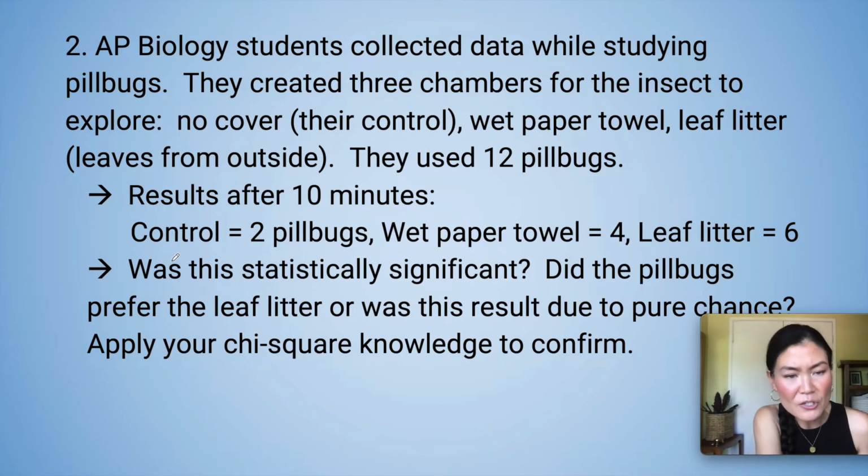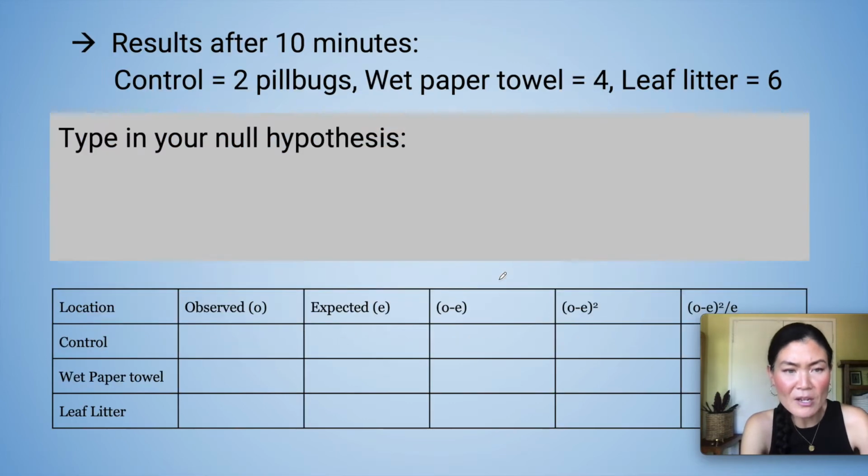Okay, so yeah, in the chambers, you end up with 2, 4, 6. So it looks like there's more pill bugs in the leaf litter chamber. Does that mean that they prefer leaf litter over control or a wet paper towel? Okay, so with animal behavior, when you apply chi-square, your null hypothesis is going to state that there's no significant difference between the control, the wet, and then the leaf litter. Okay, the observed data is not going to be significantly different than the expected.